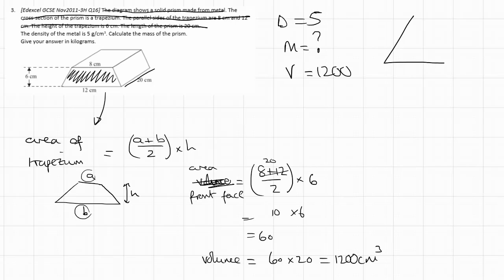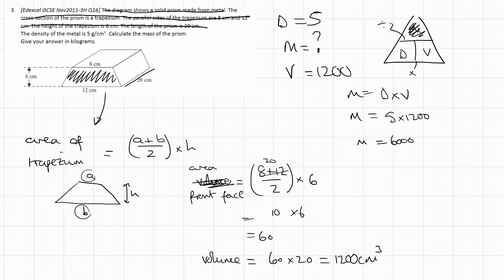Let's draw out my little triangle. Density equals mass over volume. We want to find the mass. So let's do density times volume. Remember, this line means times, that line would mean divide. So the mass equals 5 times 1,200. The mass equals 6,000.